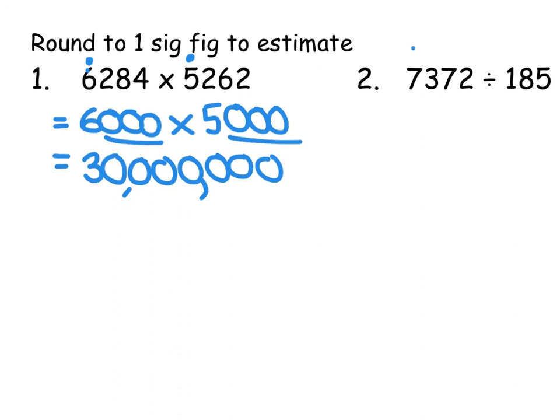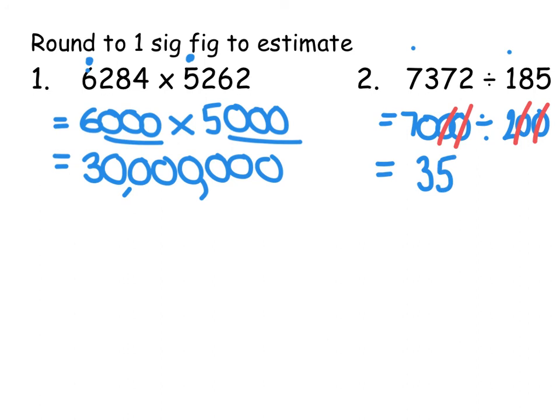Similarly on this one, we're going to keep the 7, so that will be 7,000. Divided by, keep the 1, but it's actually going to turn into a 2. So you're left with 7,000 divided by 200. We are going to cancel off some zeros in each number. And you're left with 70 divided by 2, which we all know is 35. So you'll also maybe have some of them asked to do as well.